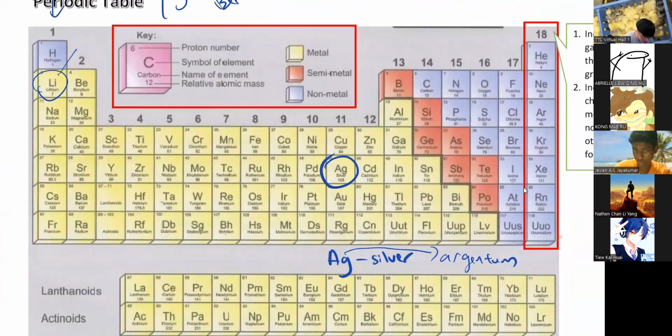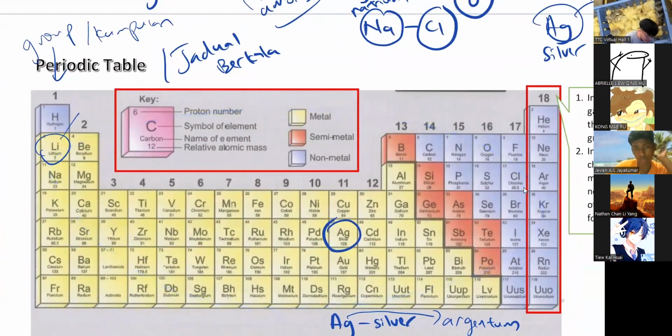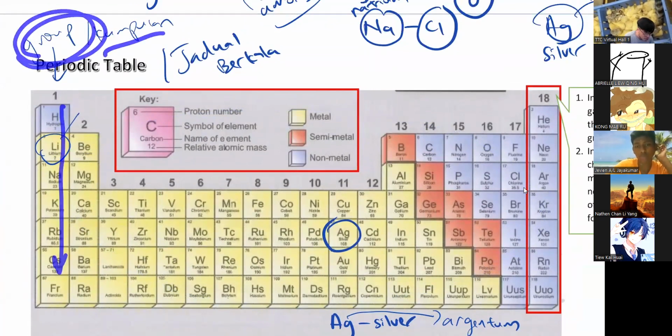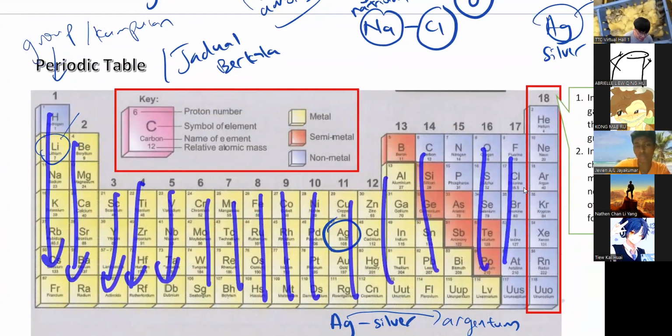Anyway, so this is your periodic table. And one more thing I want you to know, the coming down is what we call a group, kumpulan. So this is group 1, group 2, group 3, group 4, group 5, all the way to group 18.